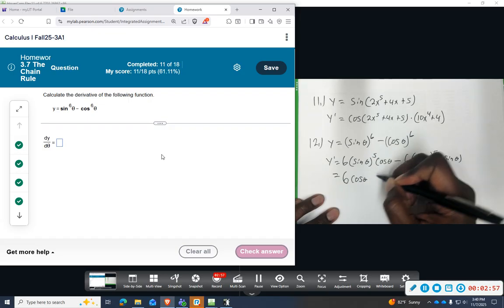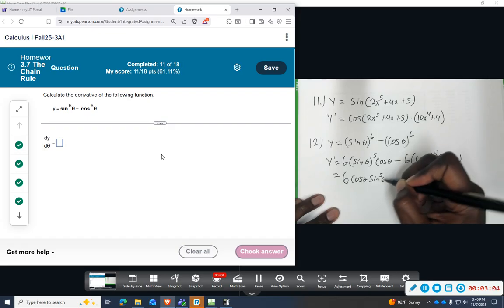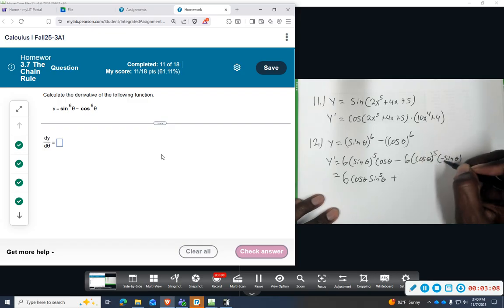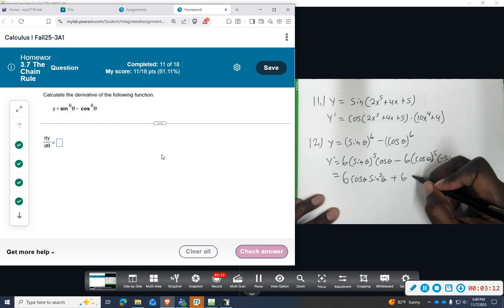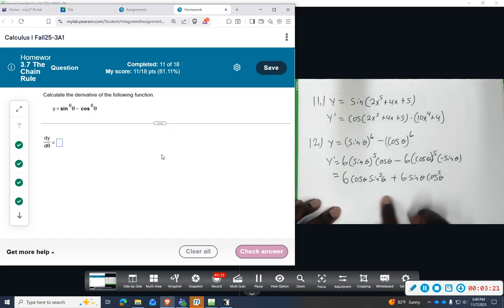cosine of theta sine 5th power of theta plus, because negative times a negative will be a positive, 6 sine of theta cosine of theta to the 5th. Okay. So this will be our derivative, and we can probably factor out and simplify a little bit more.